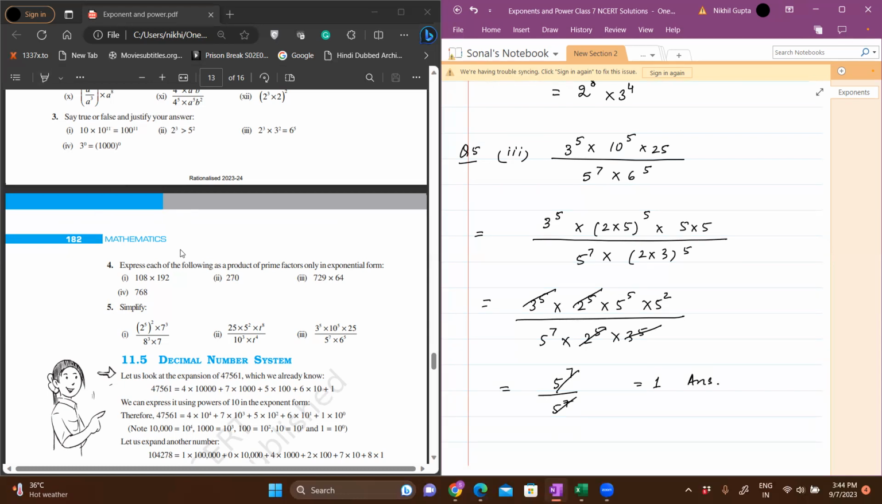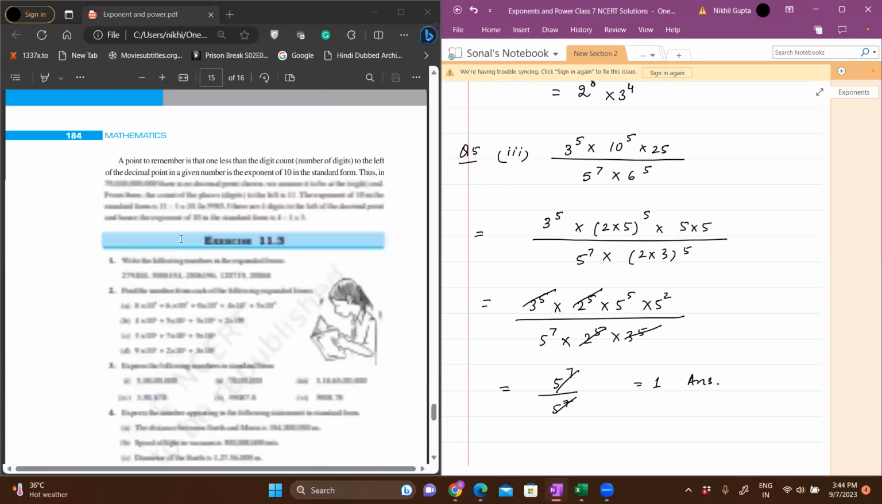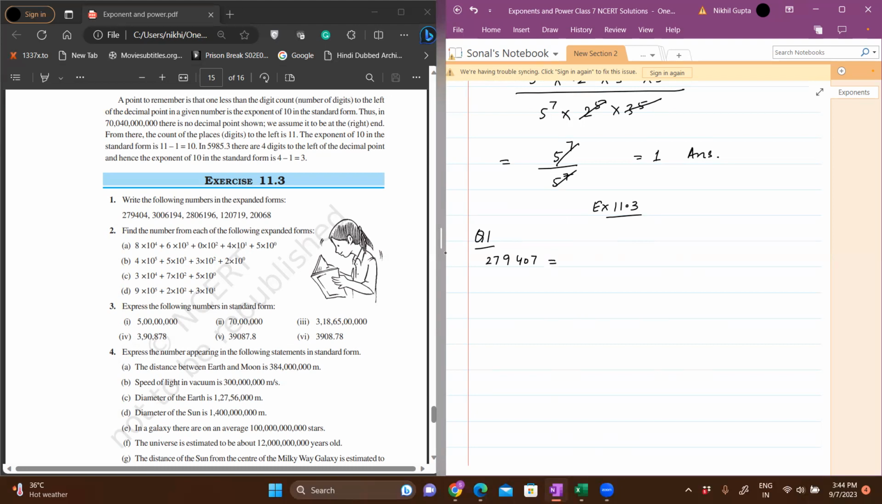Now the next exercise is based on the standard form, right? For the standard form, exercise 11.3, question number 1 says, write the following numbers in the expanded form. The expanded form is nothing but the expansion like this, the way they have written in question 2, right? So if we are having 279,404, ultimately what is 279,404?